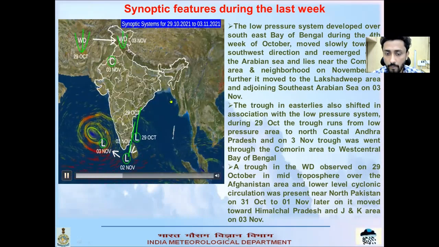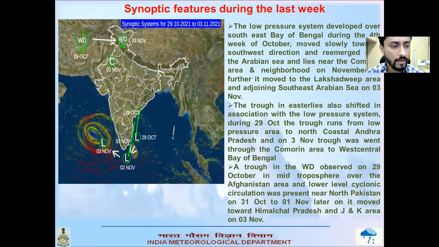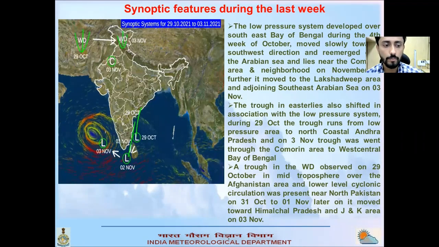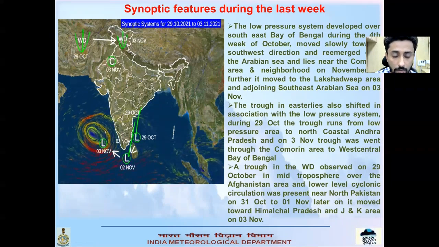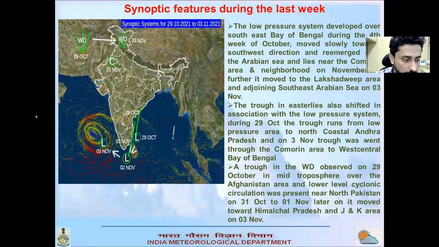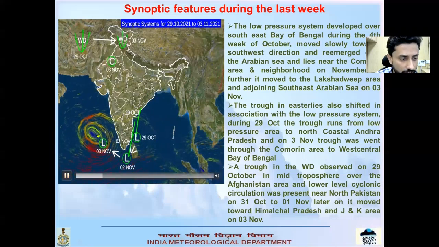The most important weather activity that persisted during the last week was the low pressure area over southwest Bay of Bengal and adjoining Sri Lanka off the Tamil Nadu coast. The system developed during the 4th week of October and is still persisting over the Arabian Sea here. Even last week IMD predicted its slow southwestward movement, and it happened. During 2nd November, the system re-emerged over the Arabian Sea and was situated near Comorin and its neighboring region.